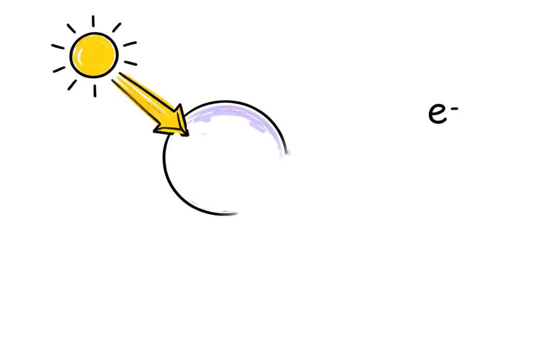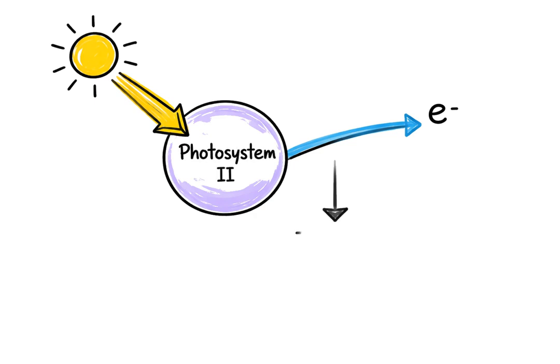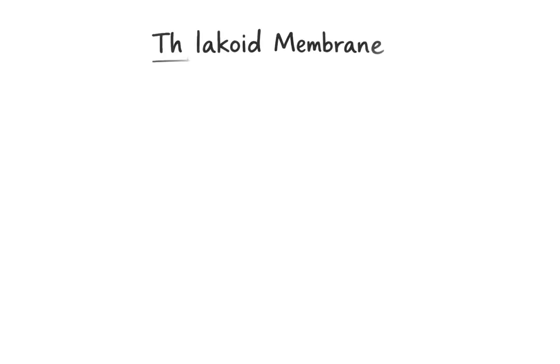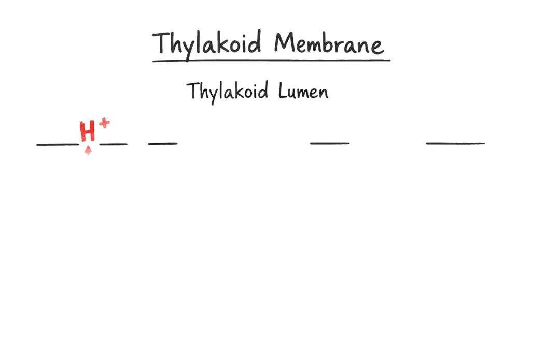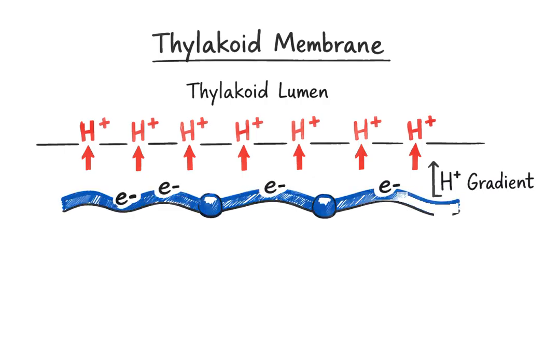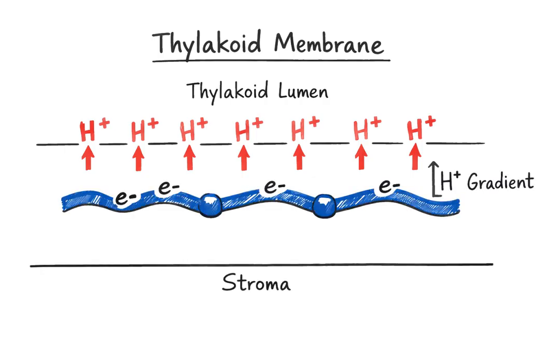When a photon hits photosystem 2, an electron gets excited and passed to an electron transport chain. To replace it, water splits, releasing electrons, hydrogen ions, and oxygen. As electrons move through the electron transport chain, their energy is used to pump hydrogen ions from the stroma into the thylakoid lumen, creating a concentration gradient.